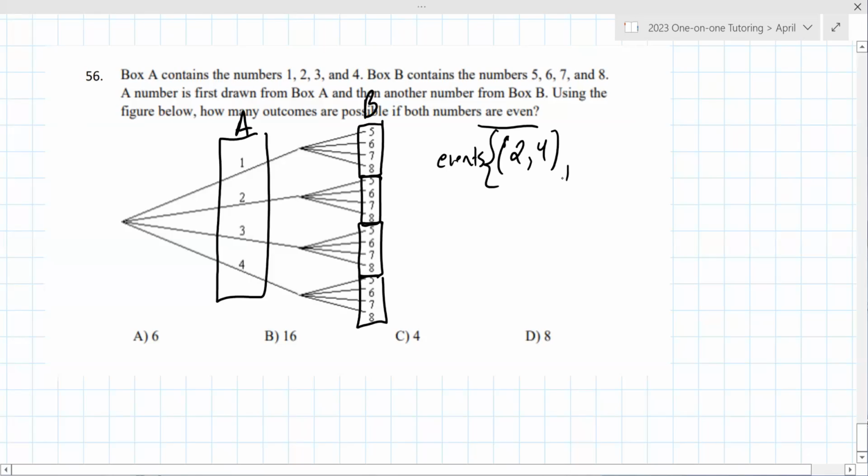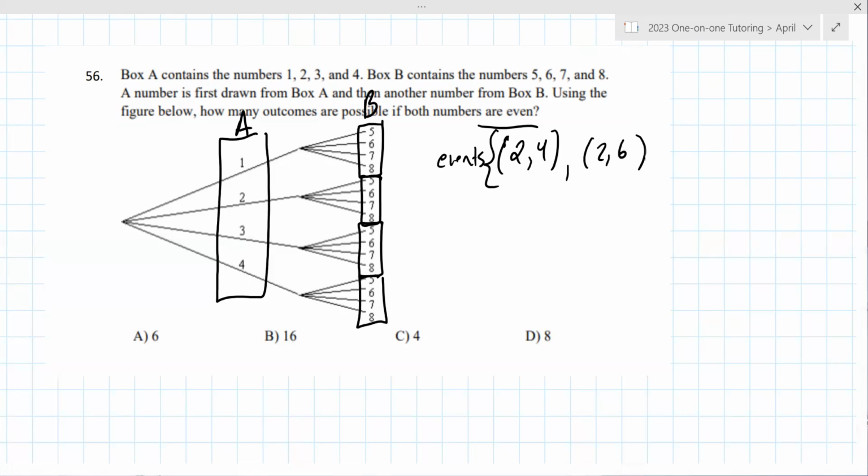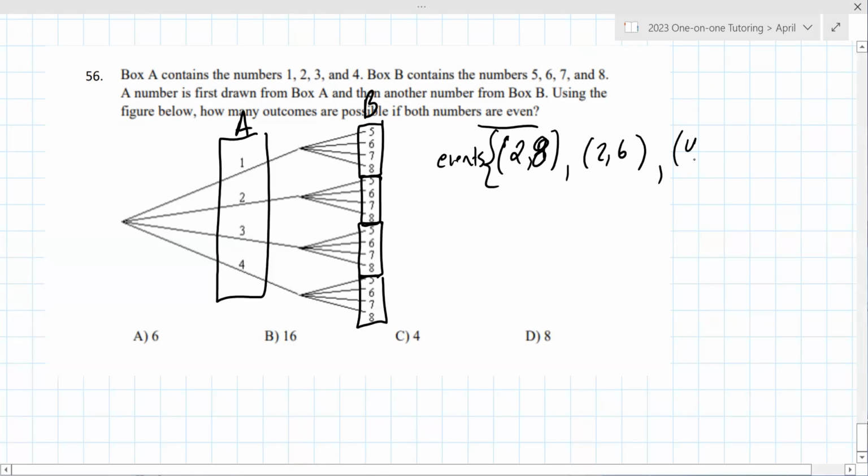2 and 4, and then 6 and 8. What about 2 and 6? Oh, 2, 6, and then 2, 8. So 2, 8 and 2, 6. Okay. And then 4, 6, and then 4, 8. Yes. So that's 4, right? So C. Yes. All right. Good job.